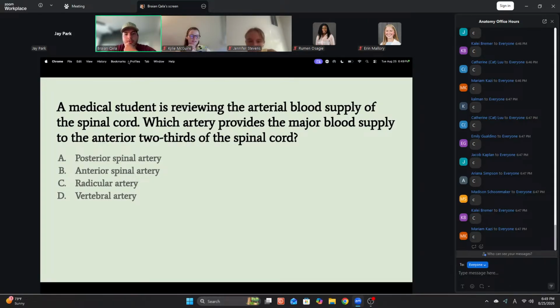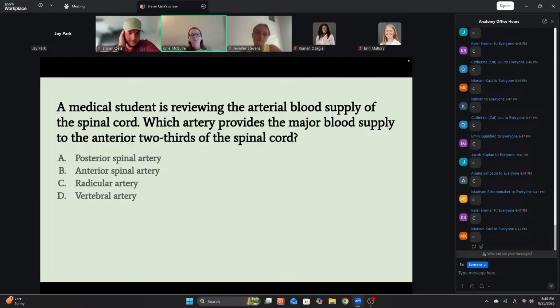Do we know who made this question? I have been doing so many reviews in office hours lately that I completely forgot that I wrote questions for this one. But anyways, a medical student is reviewing the arterial blood supply of the spinal cord. Which artery provides the major blood supply to the anterior two-thirds of the spinal cord?